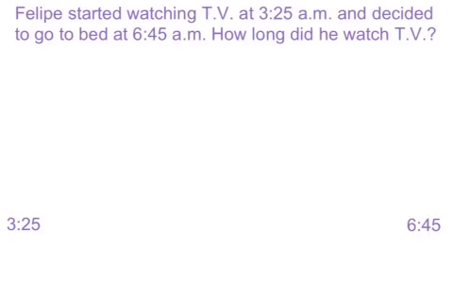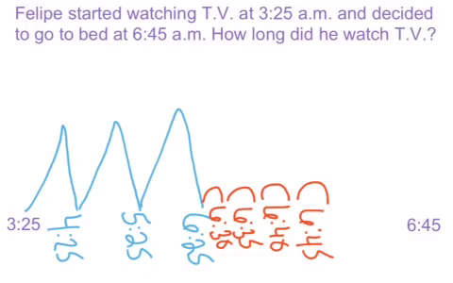So I want you to pause the video right now and attempt to solve this problem in your math thinking notebook. Make sure when you're solving it, you're using the mountains, hills, and rocks strategy. Alright, so I have started my mountains and hills. So here we go. I have from 3:25 to 4:25 is a mountain, because that's 1 hour. And then 4:25 to 5:25, that's another hour.